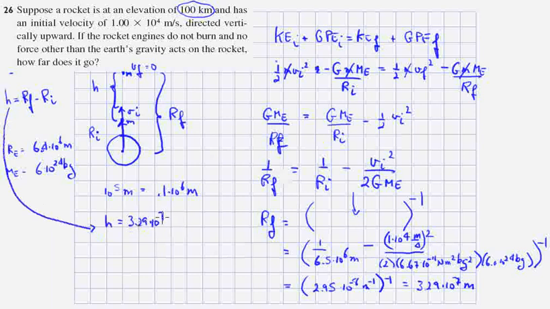To find h is going to be 3.29 times 10 to the 7th meters minus the initial r. That's this 6.5 times 10 to the 6th meters. And that turns out to be 2.74 times 10 to the 7th meters. That's the additional distance that the rocket goes up.